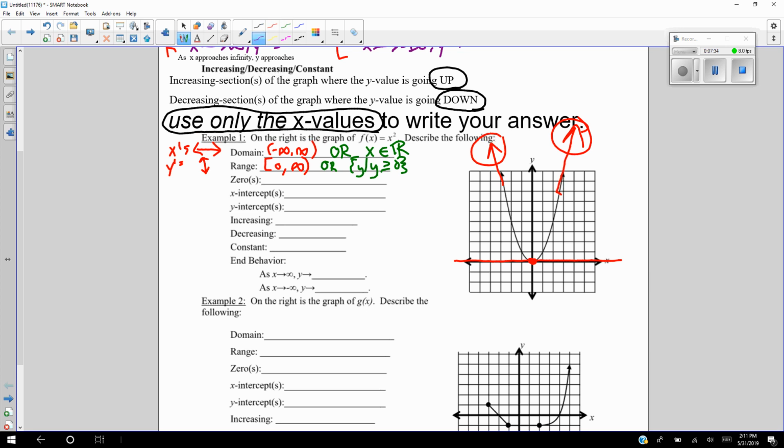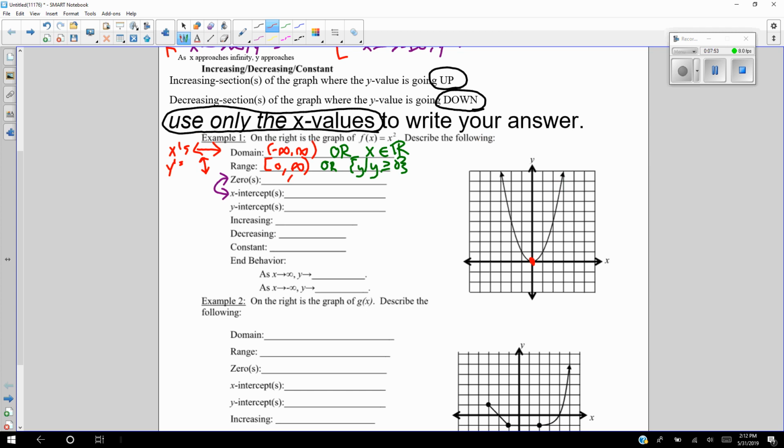Zeros. Remember, zeros and x-intercepts are one and the same. So we look at our graph. Where does this cross the x-axis? Where does it zero the function out? Well, the answer to that is right here at the origin.